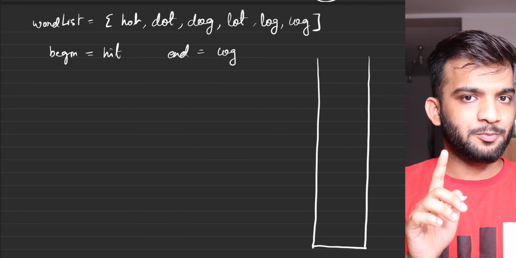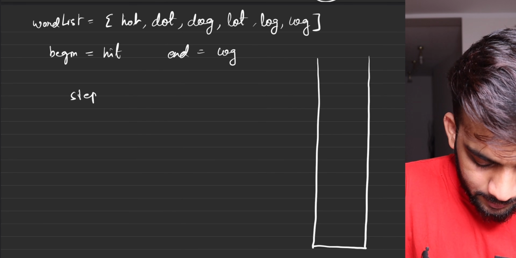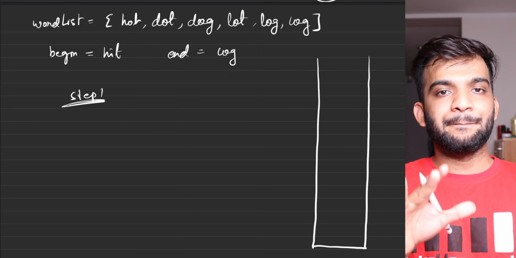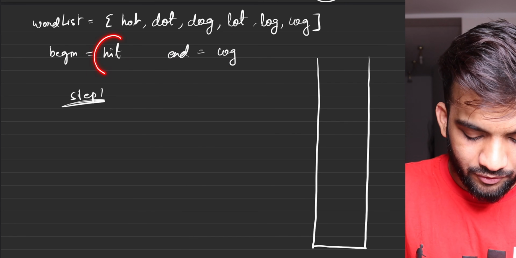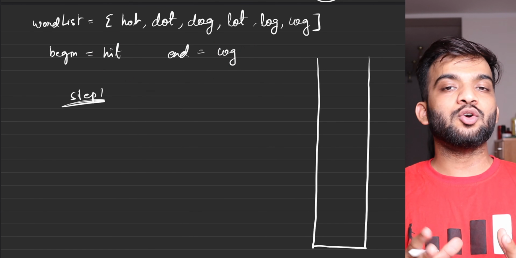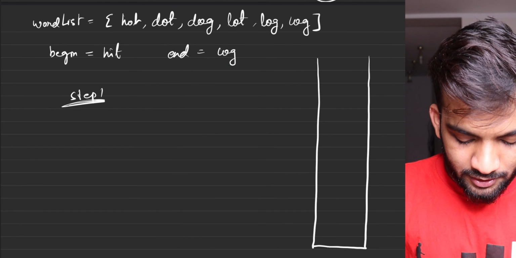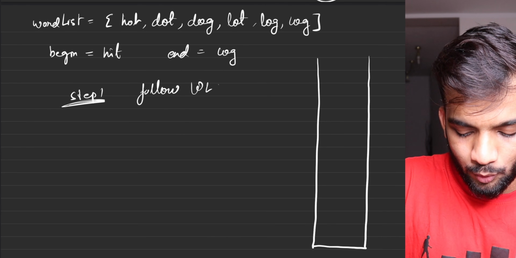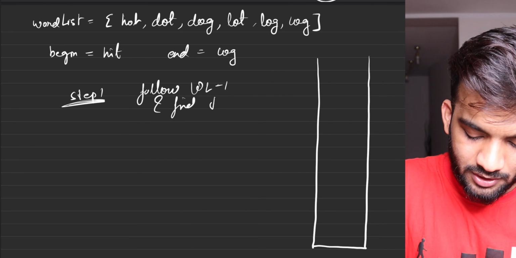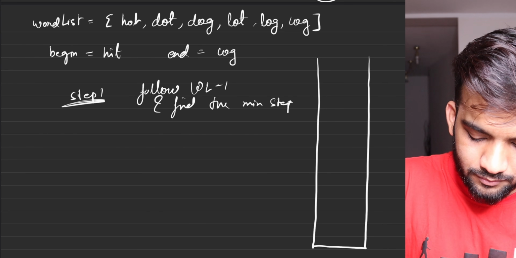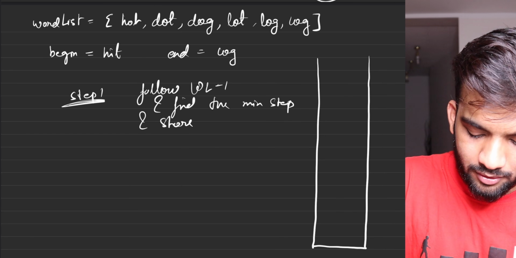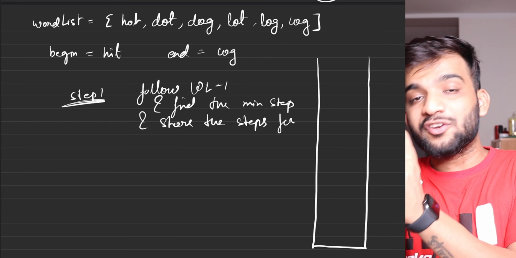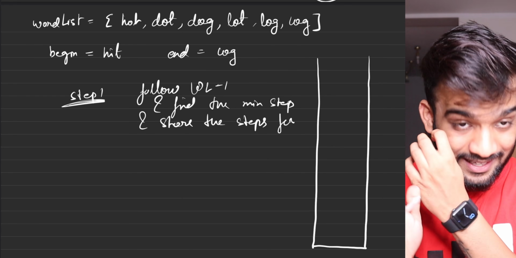So how do we solve this problem? It's very simple. We're going to break this problem into 2 steps. What is the problem? Hit to cog, and print out all the ways in which you can convert from hit to cog. Step 1 is to follow word ladder 1 and find the minimum steps. And store the steps for every string, like store at which level every string occurred. That's step 1.